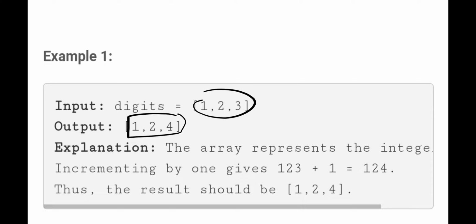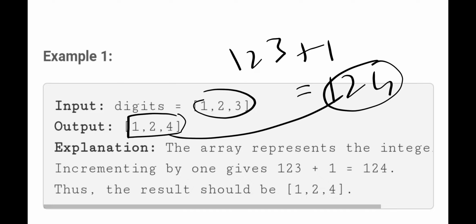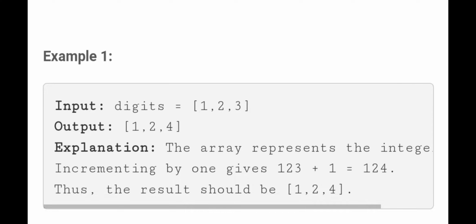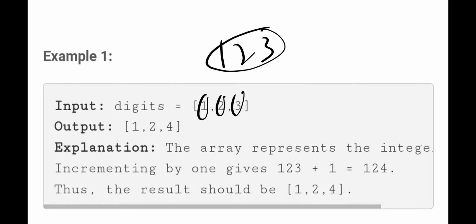What is 1 2 3? It is 123, and what we have to do is plus 1. What will it be? 124. So that's what you have to return, 124. But the thing is that we're not given 123 as an integer value, but as separate array values.